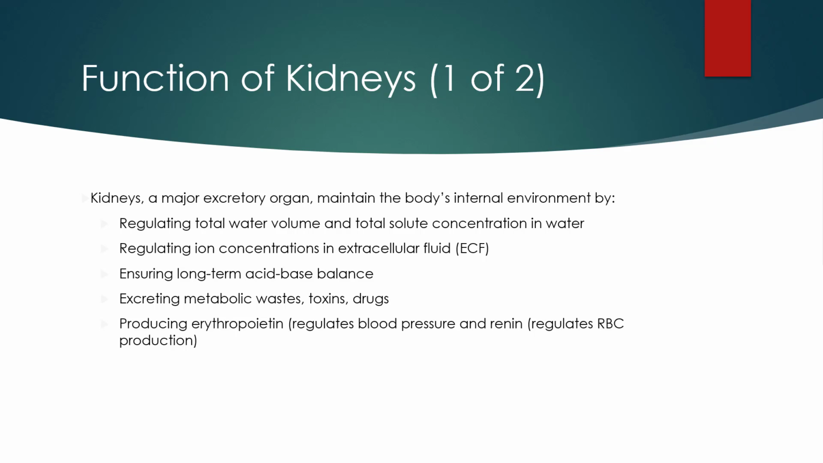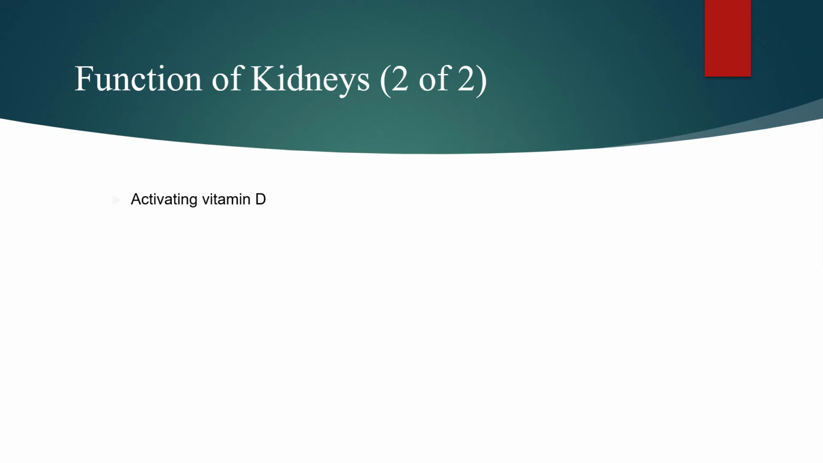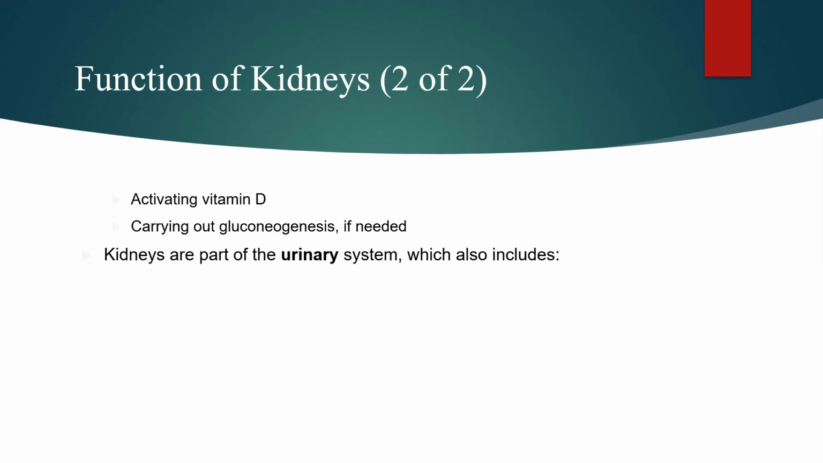And of course, like other organs, there is also something hormonal in what they're doing. They produce a hormone which you call erythropoietin, and renin, which regulates blood pressure, and therefore would also regulate red blood cell production. It is also responsible for activating vitamin D, and carrying out gluconeogenesis if the body needs to.